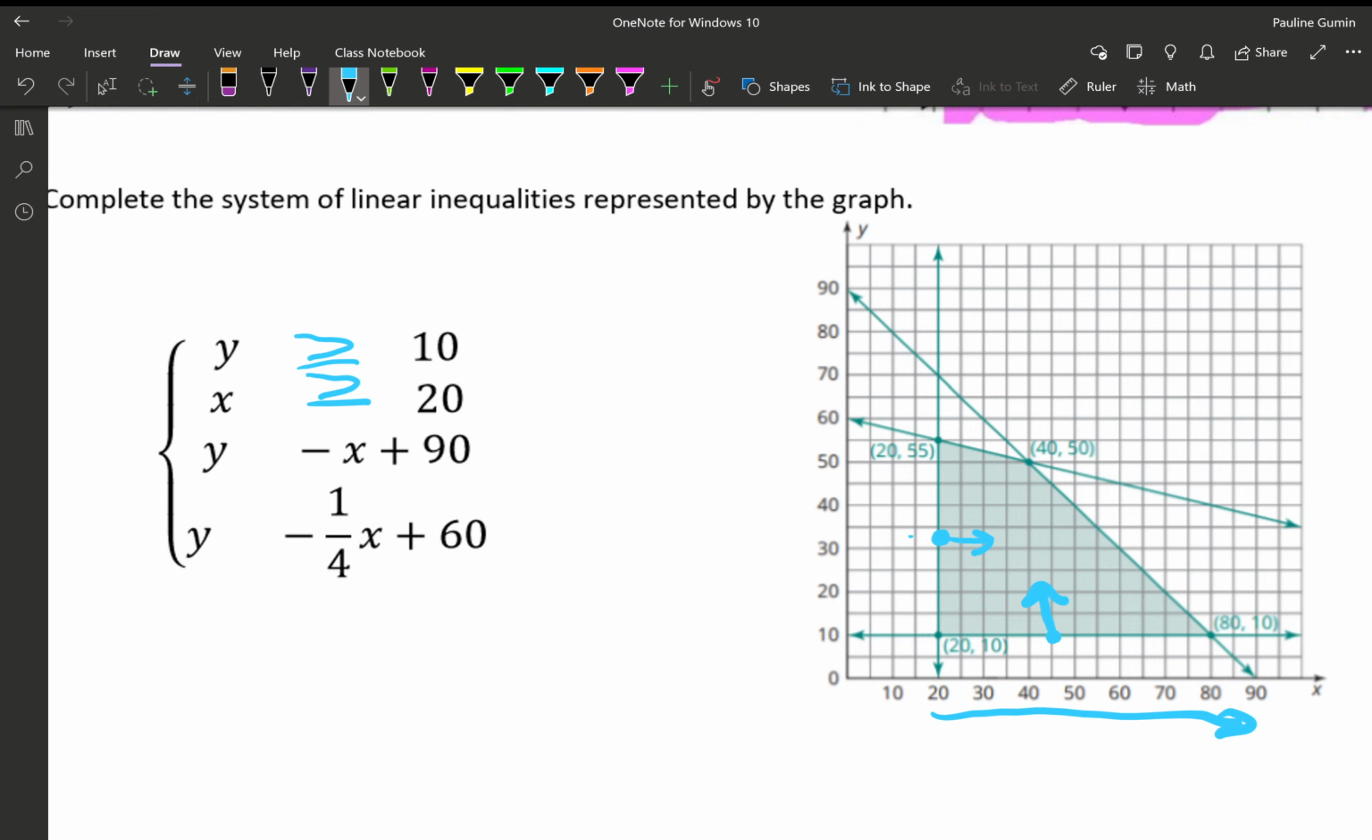Next, I have an inequality with a 90 as its y-intercept. Here's 90. So I'm looking at this specific line. I'm going to draw a dot on it. And my arrow points down, so that's less than or equal to, which leaves this line. And my arrow points down as well, less than or equal to.